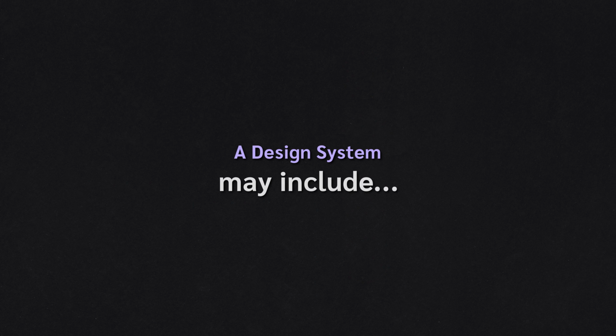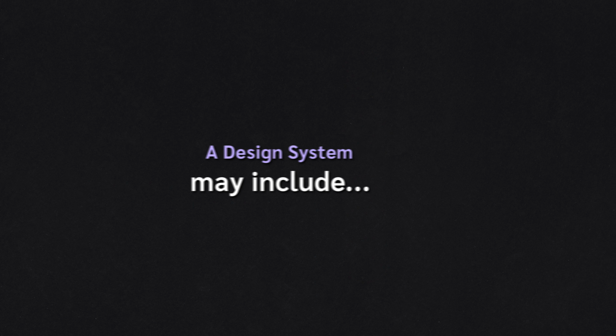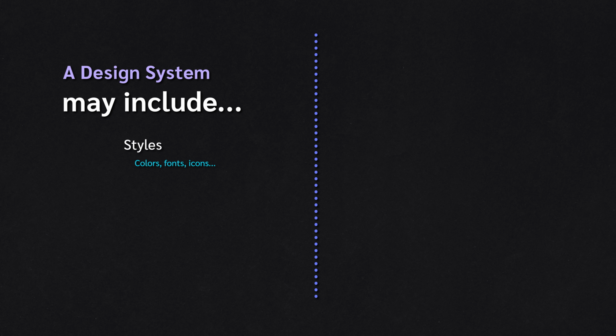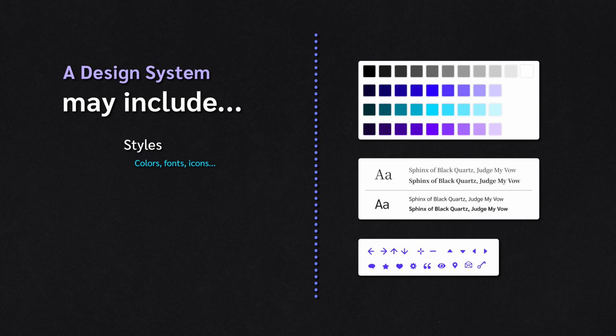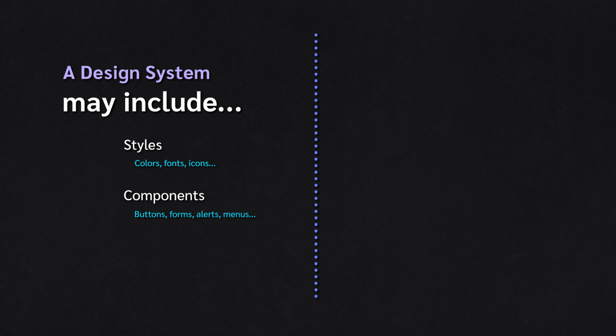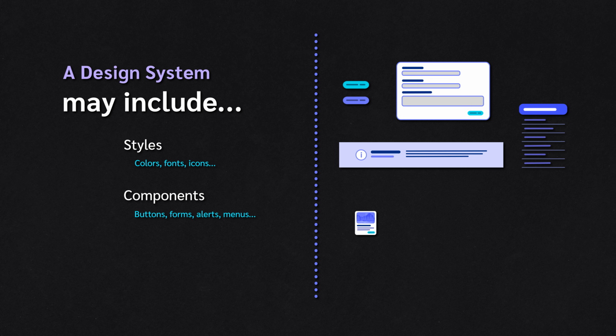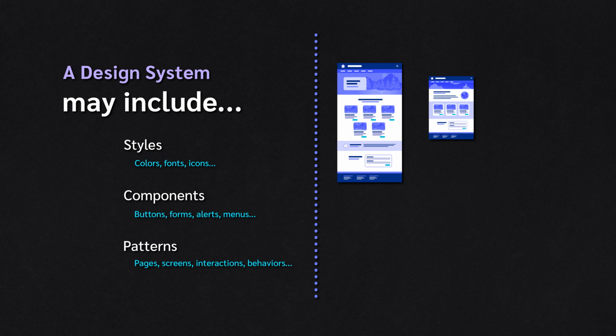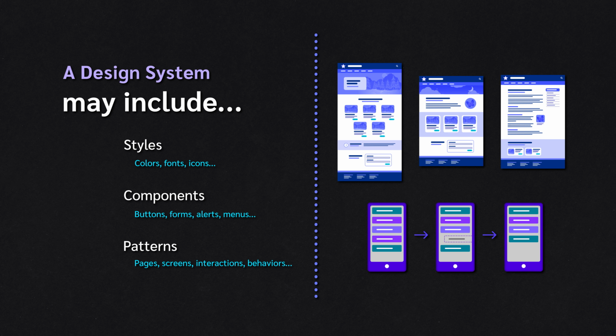What does a design system include? In a design system, we typically find things like styles, such as color palette, fonts, icons, components, such as buttons, forms, alerts, and menus, and patterns, such as screen or page views and interaction patterns.